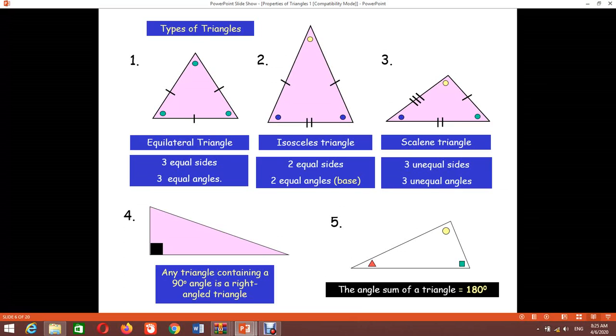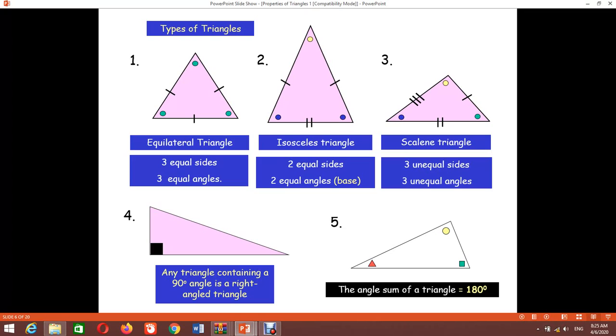Types of triangles. The first one is called equilateral triangle. Equilateral triangle has 3 equal sides and 3 equal angles. The second one is called isosceles triangle. Isosceles triangle has 2 equal sides. So on the screen you can see the 2 equal sides, and then 2 equal angles that represent the base. And then the third one is called scalene triangle. Scalene triangle has 3 unequal sides and 3 unequal angles.